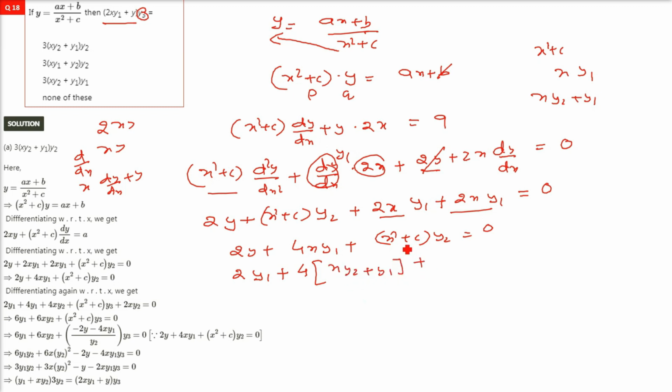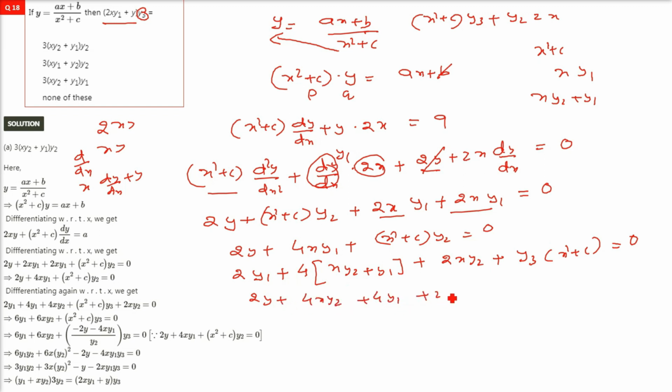Now again here this can be done in p dot q form, product rule. So I'm doing it here. x square plus c, y2 differentiation will be y3. Then we have y2, and differentiation of x square plus c will be 2x. This will be 2x y2 and then y3 into x square plus c, and that is going to be equal to 0. Okay, let's open it. 2y1, it's not y, 2y1. 4x y2 plus 4y1 plus 2x y2 plus y3 into x square plus c.